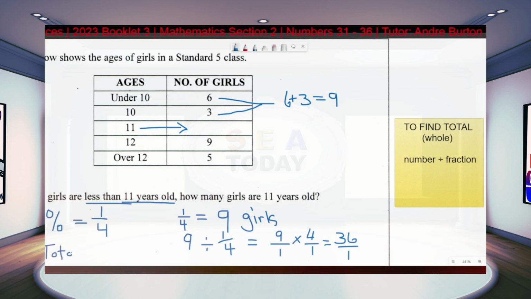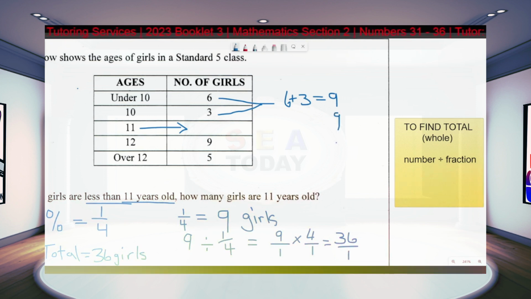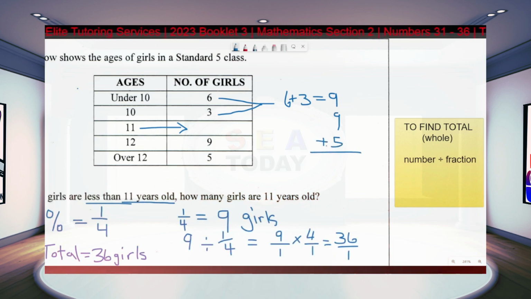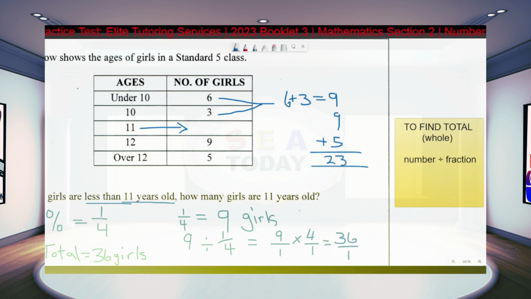And if we have a total of 36 girls, we will be able to calculate the missing amount, because there's only one missing amount. So we just add up the rest. 6 plus 3 is 9, plus the other 9 for 12, plus the 5 over 12. 9 plus 9 is 18. 18 plus 5 is 23 girls. And if 36 is the total, we have 23 already accounted for in the table, then the difference will give us the amount for 11.